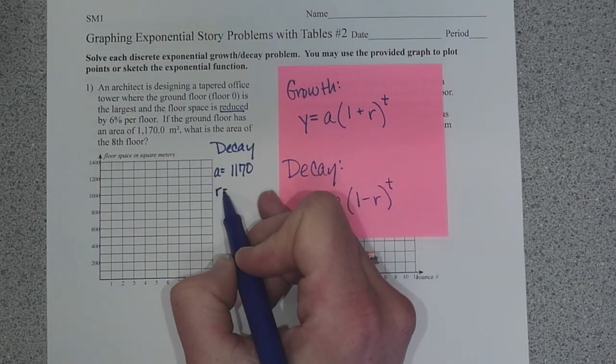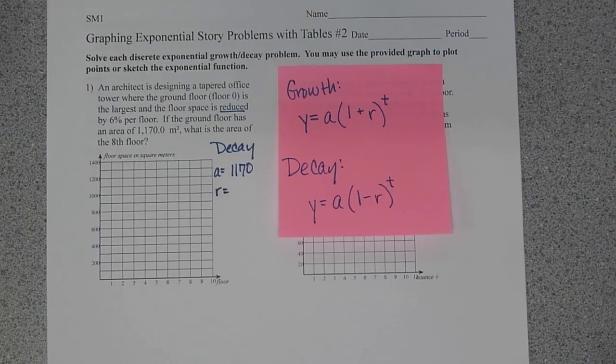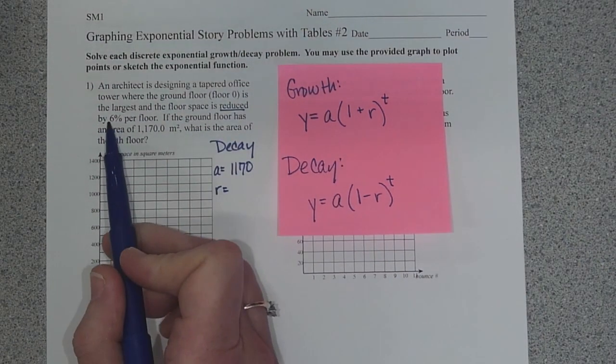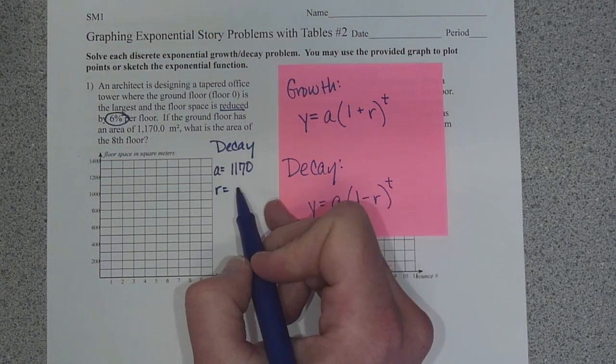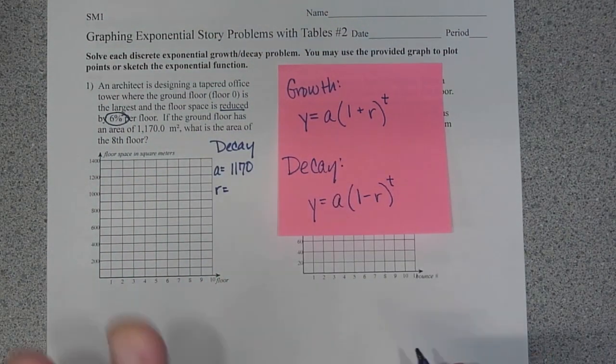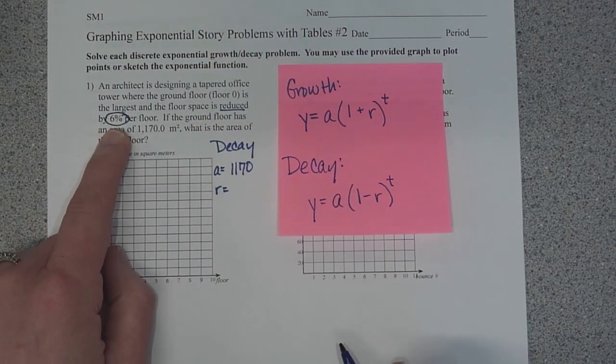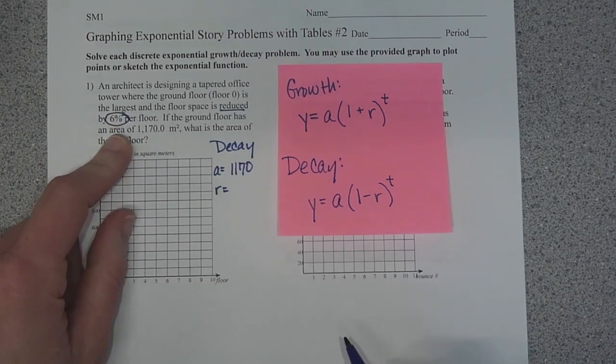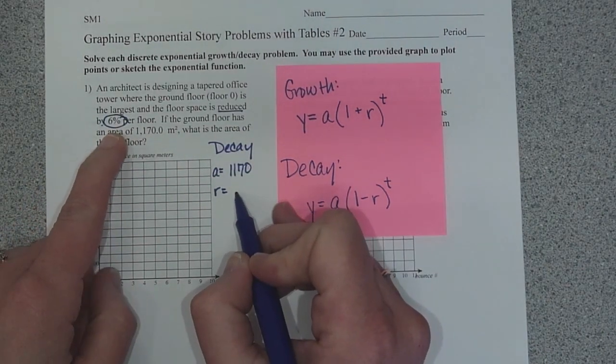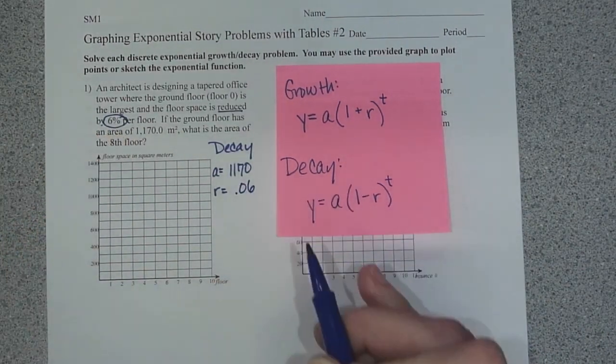Now let's figure out our value for R. R is always going to be some kind of rate. R stands for rate, and it's usually going to be a percent. In this case, our percent is going to be 6%. So R is going to be this number, but expressed as a decimal. So how do you write 6% as a decimal? If you were thinking 0.06, then you are right.